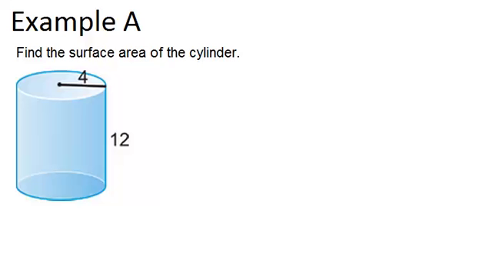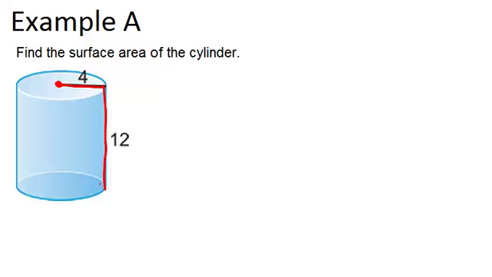In this video, we will look at a few examples to practice working with cylinders, in particular with surface area and volume. In example A, it says to find the surface area of the cylinder. And what we're given is the radius of the circle for the base and the height of the full cylinder.